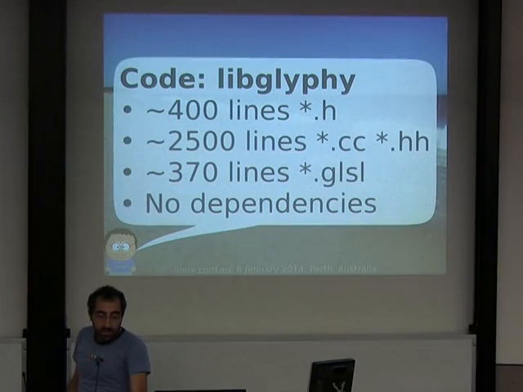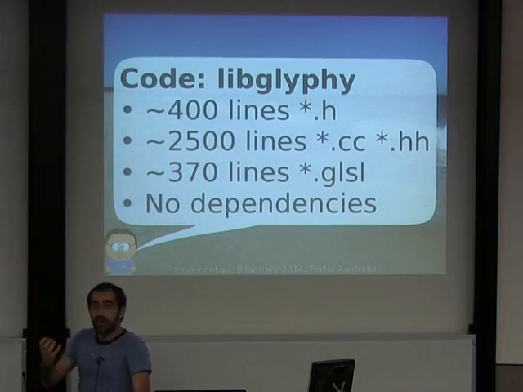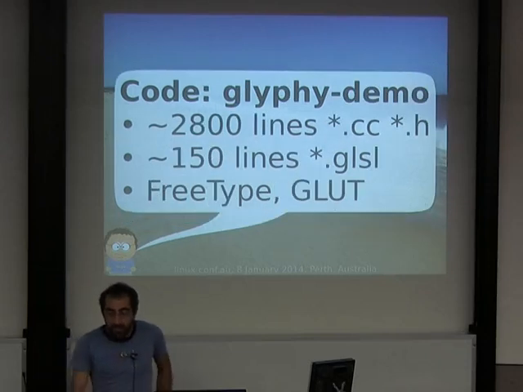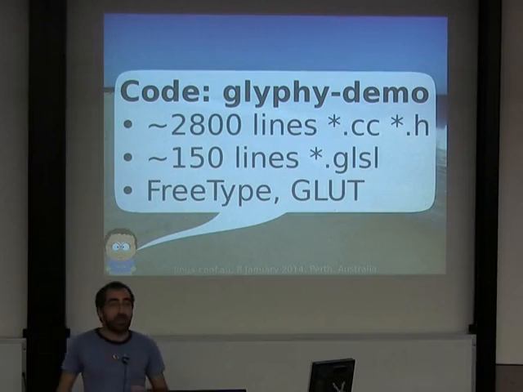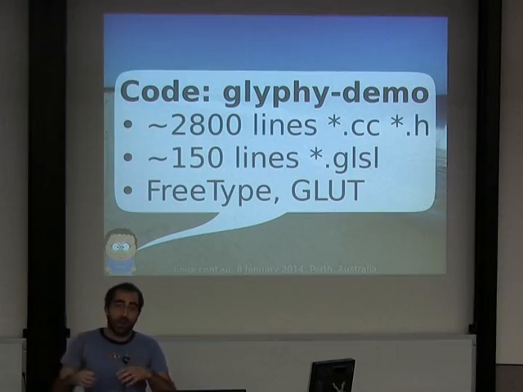2013. So, the code is in libglyphy, is C++ with a C header, 2,500 lines of code, 300 lines of shader, no dependencies whatsoever, no OpenGL, no FreeType. You feed it the outline, it gives you a blob that you are supposed to take to the texture, and then you get a shader source, you integrate it in your own shader and push it out. So the glyphy demo is about 300 lines of code, that's accessing the font, laying out, then getting the blobs, putting in an atlas, uploading, and using Clutter to drive the interactions.